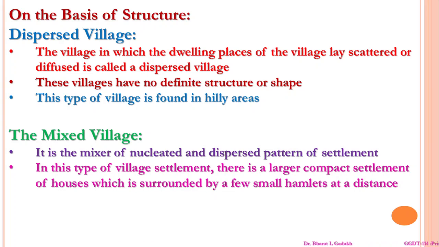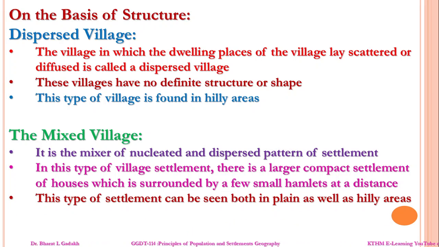In this type of village settlement, there is no larger compact settlement of houses, which is surrounded by a few small hamlets at a distance. This type of settlement can be seen in both plain as well as hilly areas. This is a mixed type of settlement.